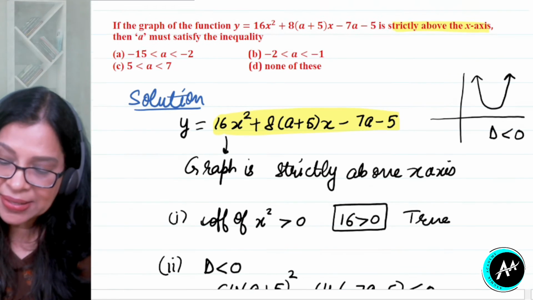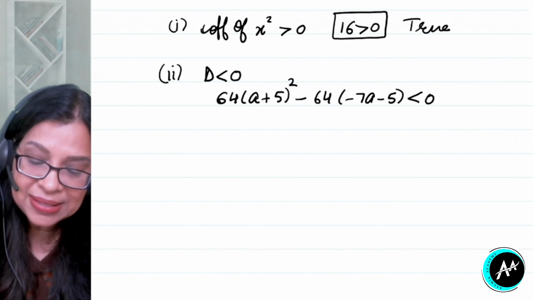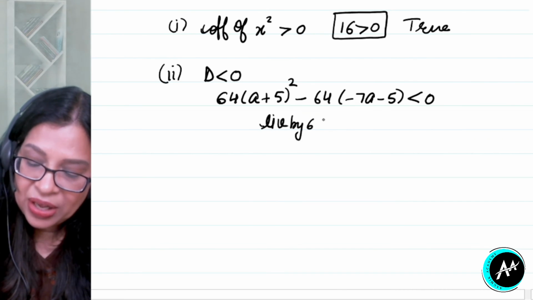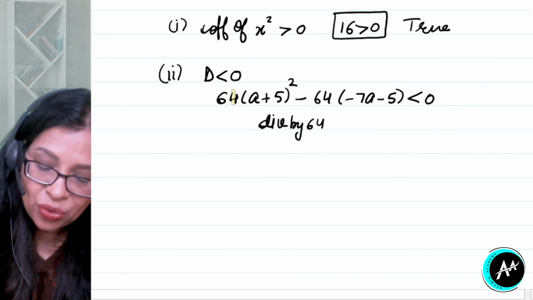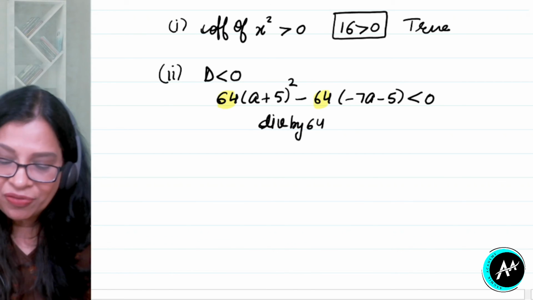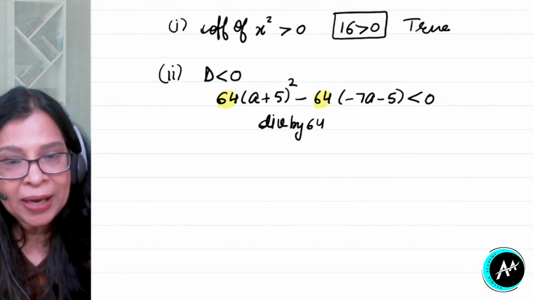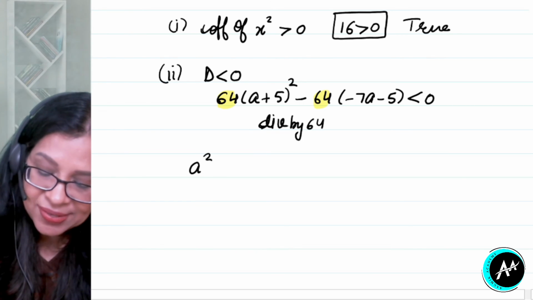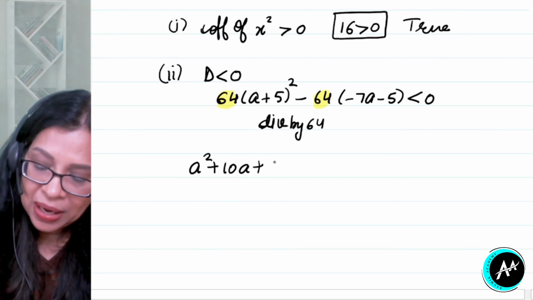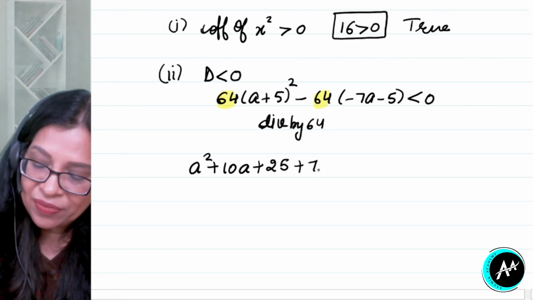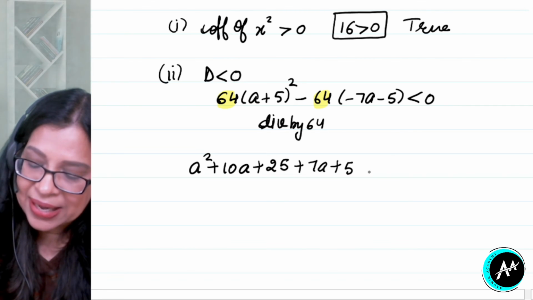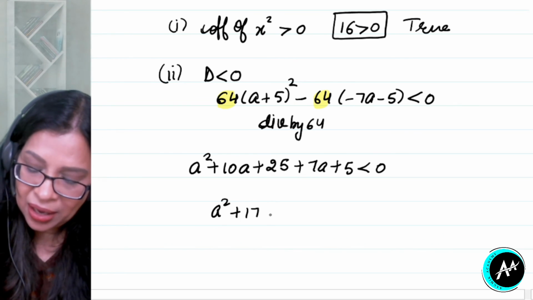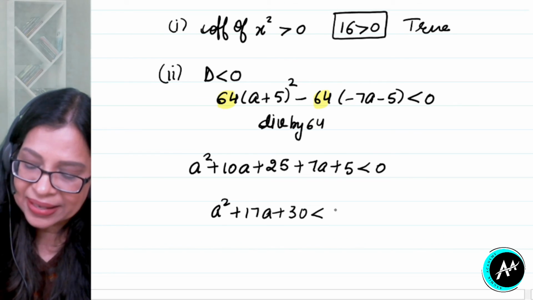Now let us simplify this inequality. You know how to solve it. You can see that we can divide by 64 because we can see that 64 is common here, as you can see, right? So it will help us simplify it. So we are dividing by a positive quantity, the sign of inequality is going to remain the same. And let's open the brackets now. I have a square plus 10a plus 25 then plus 7a plus 5 is less than 0. So I am getting a square plus 17a plus 30 less than 0.